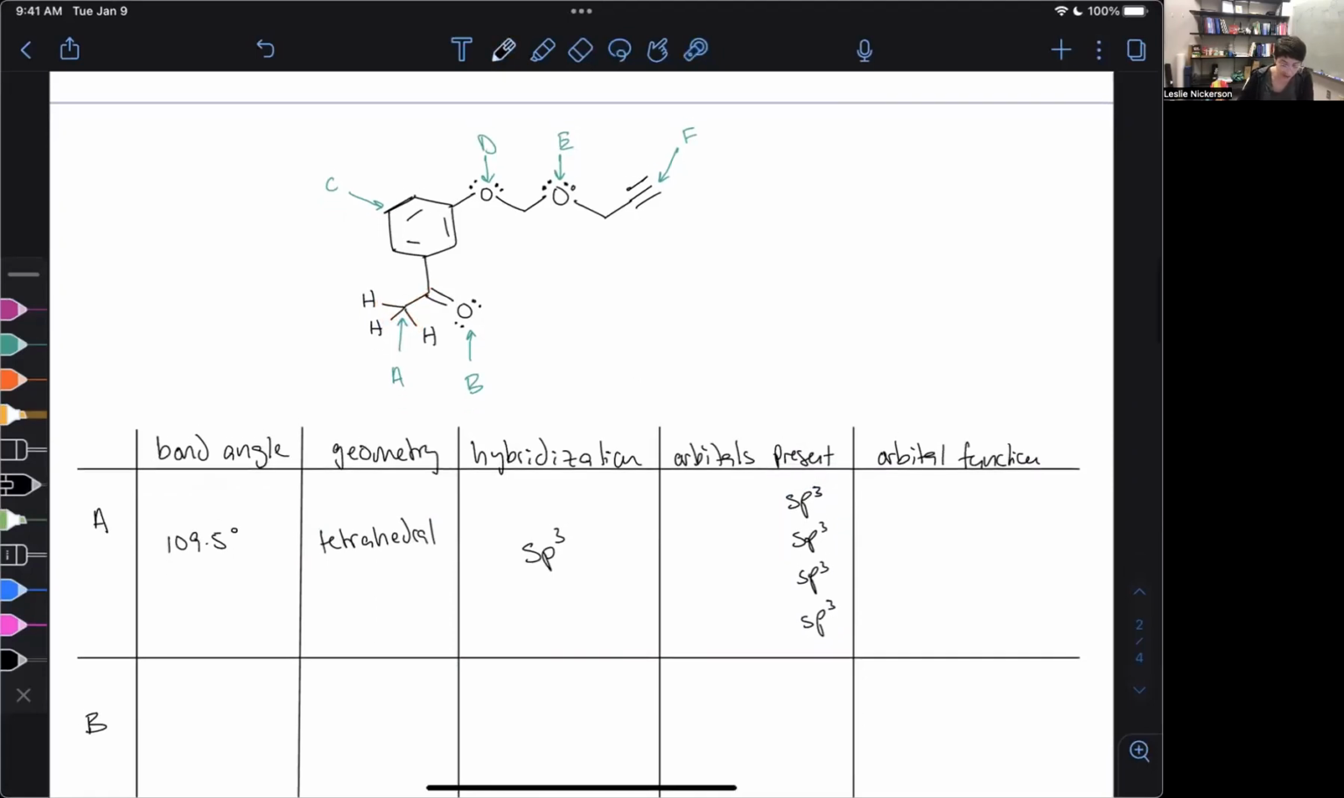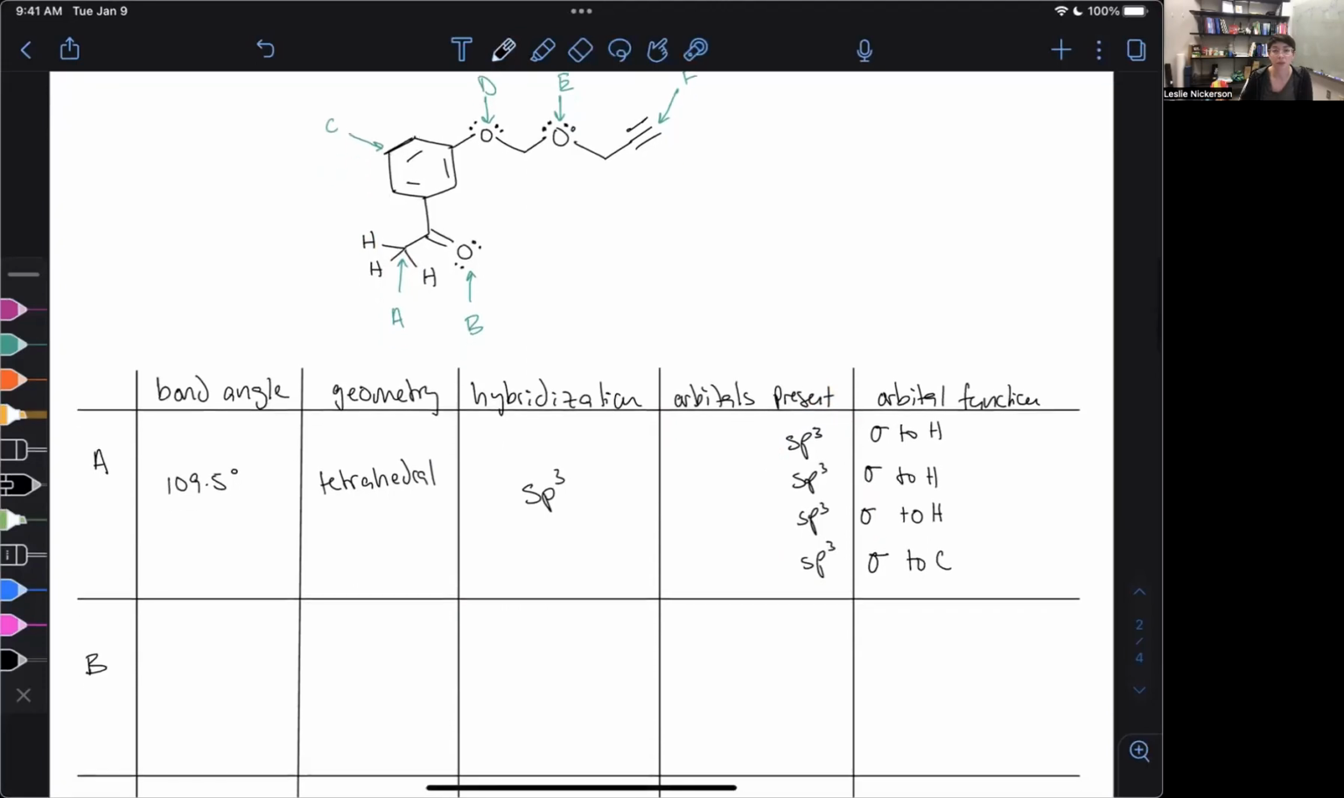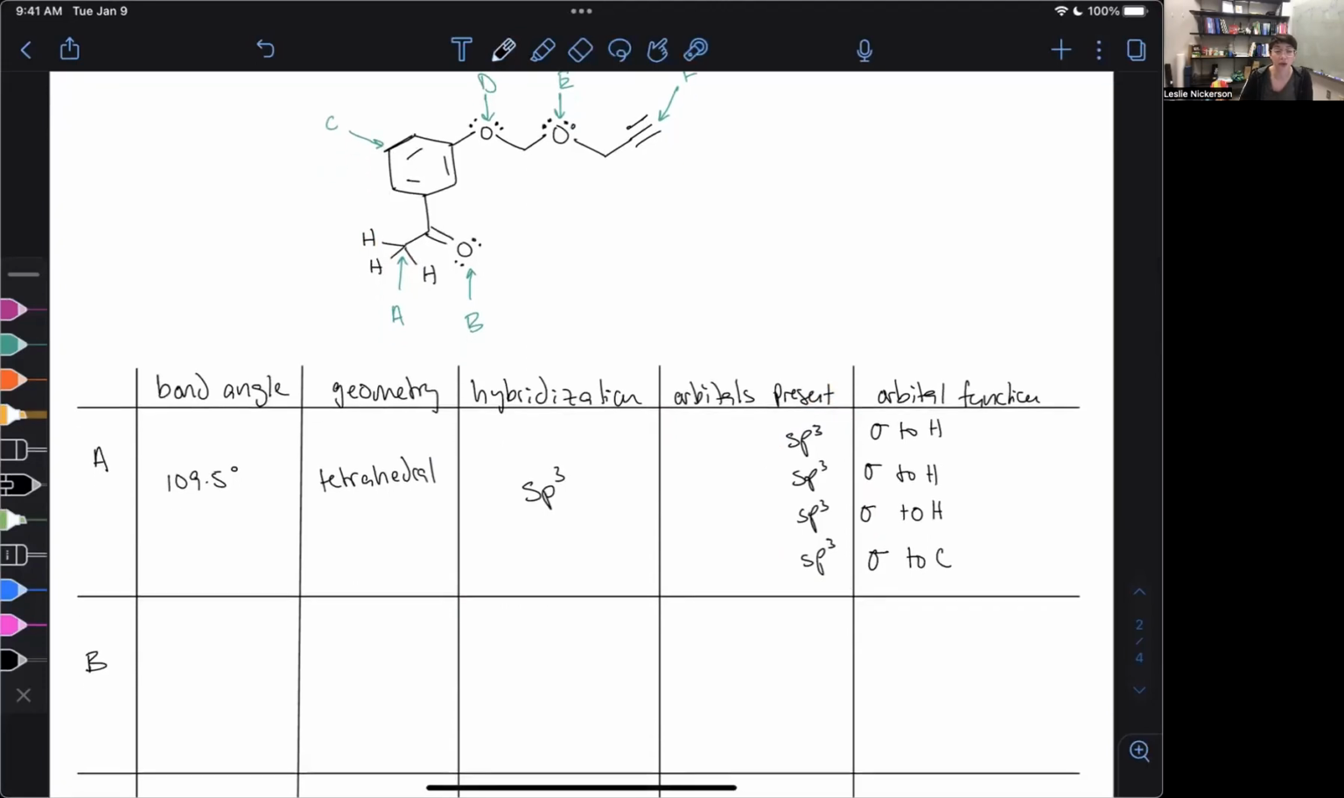So with sp3, it's actually pretty easy to assign the function, because all you need to do is really list out all the stuff that is on that one atom, because you don't have any choices here besides sp3, right? So there's nothing for us to pick between. So we've got a sigma bond to H, and then a sigma bond to C. Okay, so then we're finished with A. So let's go ahead and take a look at B.